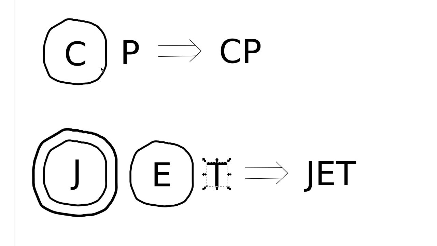Well, if I have C small marble bags with P marbles left over, I could just write that as C and P. C followed by P. If I have J medium marble bags, E small marble bags, and T left over, I could just write that as J-E-T.